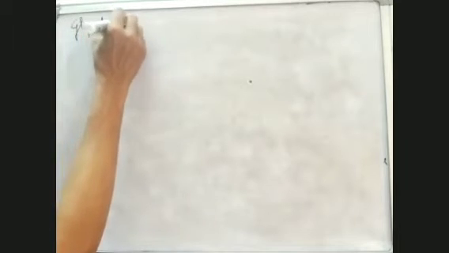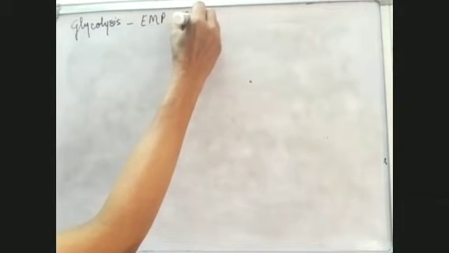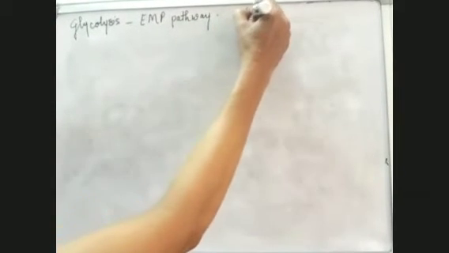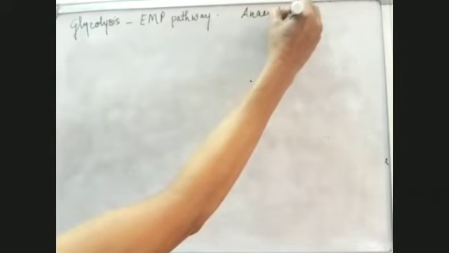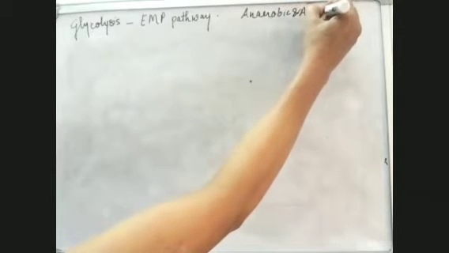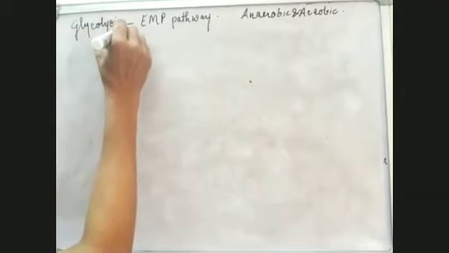And how many molecules of pyruvic acid are formed? It's two. Two pyruvic acids are formed. Now here, in case of glycolysis, this is also known as the EMP pathway, and this takes place in both anaerobic as well as aerobic respiration. In both the types of respiration this takes place. The site is cytoplasm.